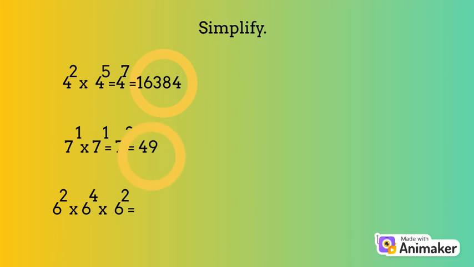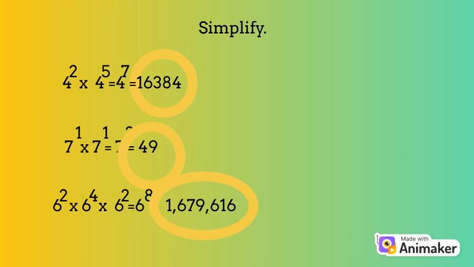In the next question there are 3 exponents, so we need to add all of the exponents together in one single line. So 2 plus 4 is 6, and 6 plus 2 is 8. So the expression so far is 6 to the 8, and now we'll simplify it. So our simplified and final answer is 1,679,616.